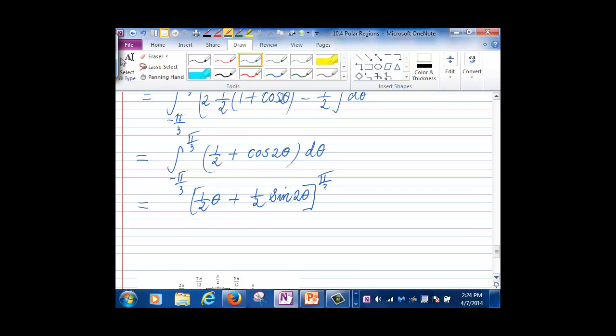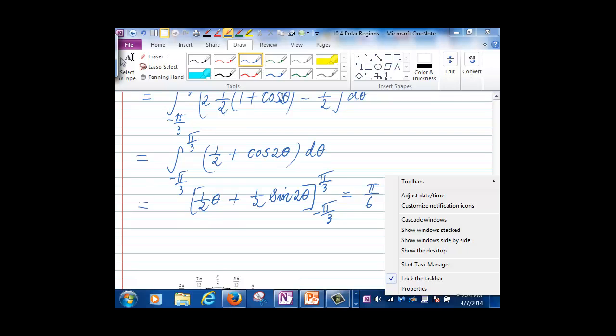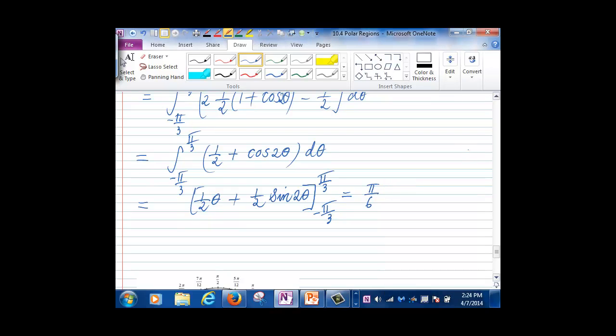Evaluated from negative pi over 3 to pi over 3, okay? And this is equal to what? If you plug in pi over 3, you get a pi over 6 from half theta. And you get sine of 2 pi over 3, which is what? So I get a half times what? Radical 3 over 2.